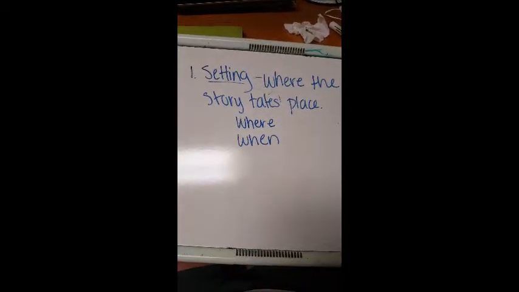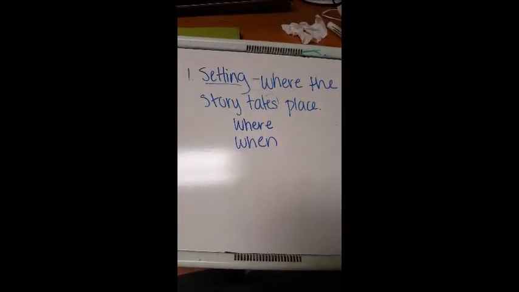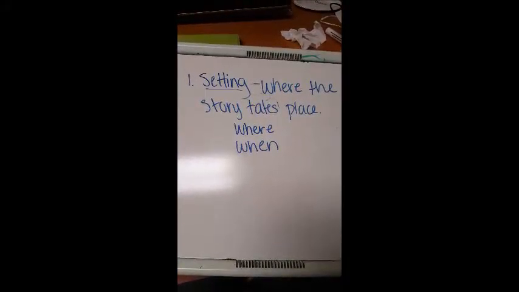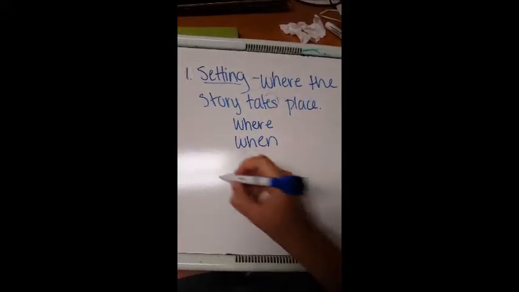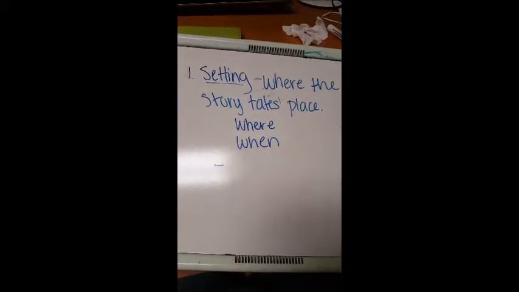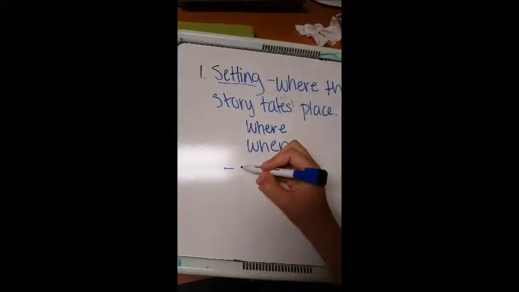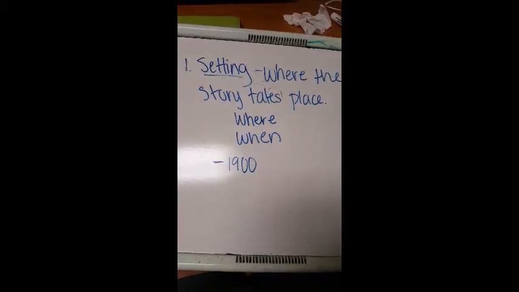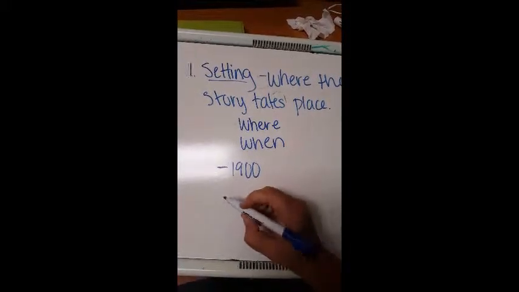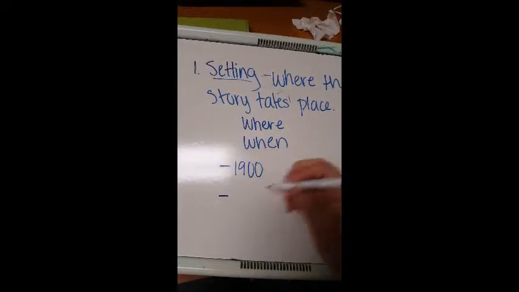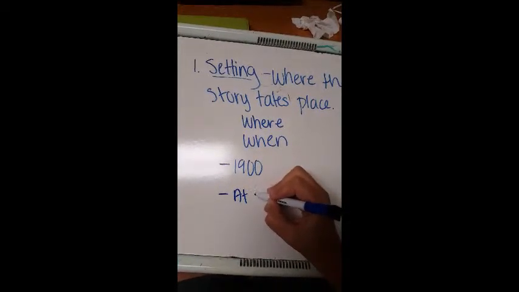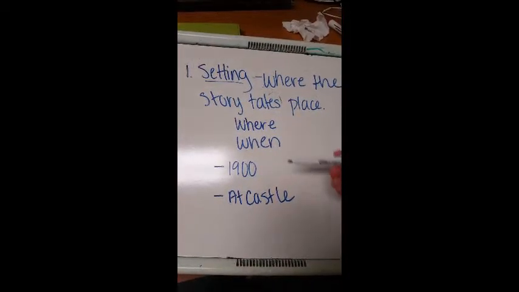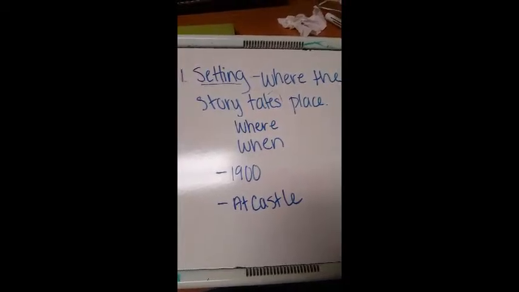So, if we were using our example of the Cinderella story, what would we say that the setting of the story is? Now, it doesn't tell us exactly where it is, but you can see that it is probably around the 1900s sometime, because there was kings and queens and castles, and that's not something we have today. And it took place mainly at the castle. So that would be where and when the story took place.